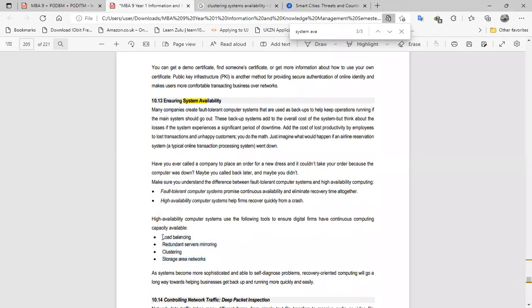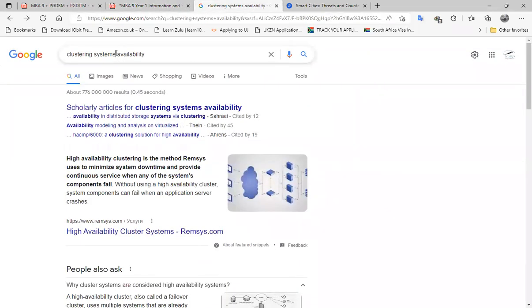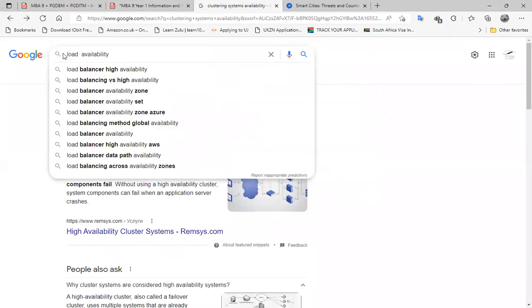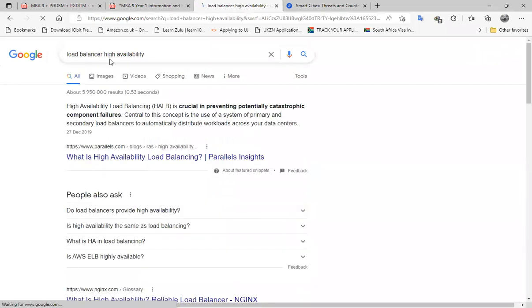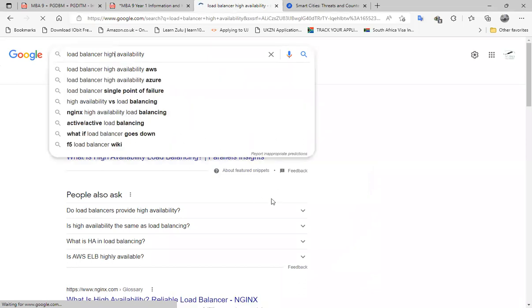How load balancing allows availability. Let's see, load balancing availability, so that at least you can say load balancing gives high availability. Okay. The load balancers provide high availability. I think this one will be good.